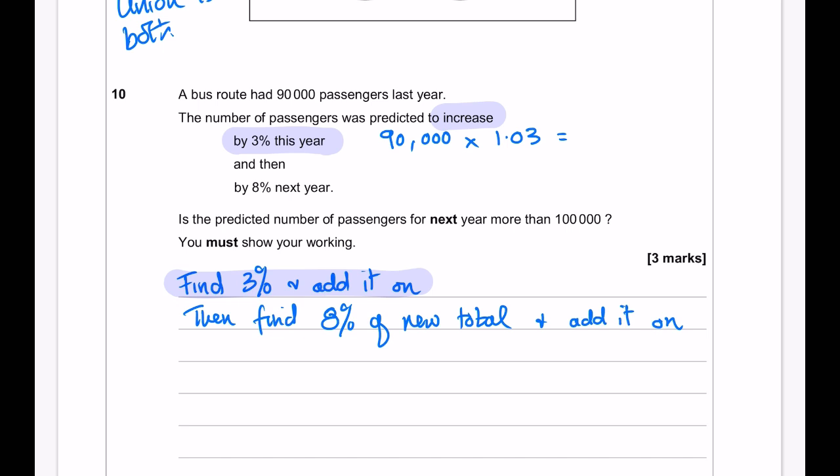Those of you that want the shortcut, if you multiply something by 1.03, that's the multiplier, and that'll give you the final total with 3% added on. Okay. Then when you get the answer, if you want to be very fancy, you get that total, and then you want to increase it by 8%. Well, if you put 1.08, then that will give you the full total as well. Okay, so 2 different methods to do that.